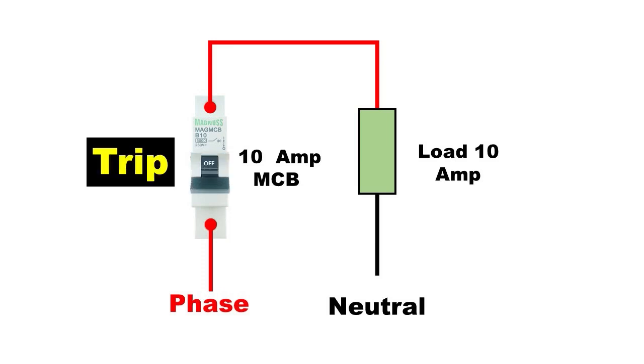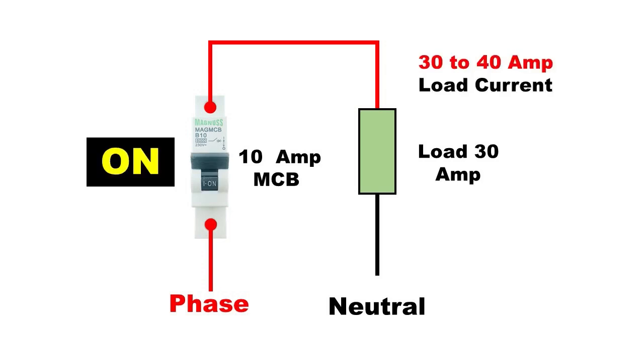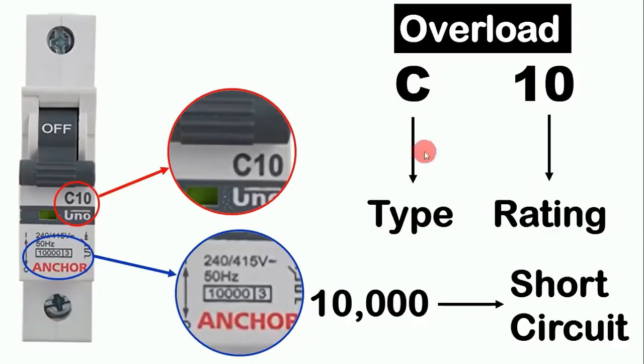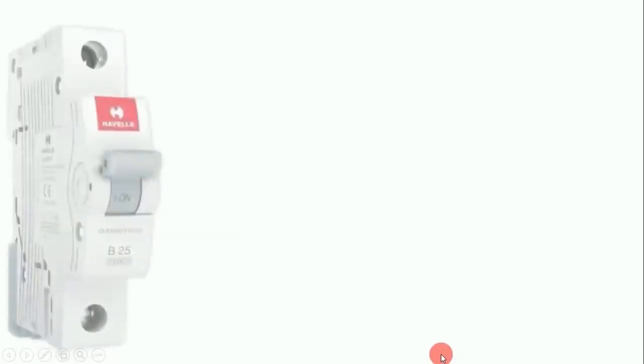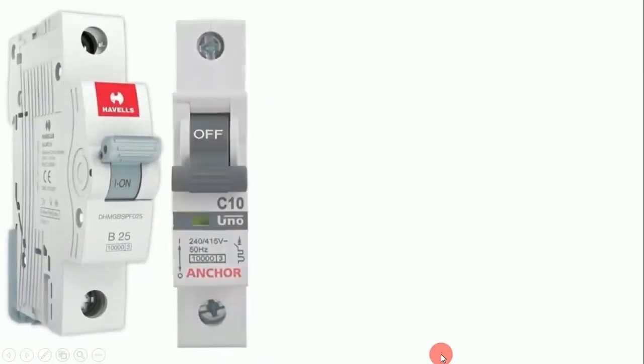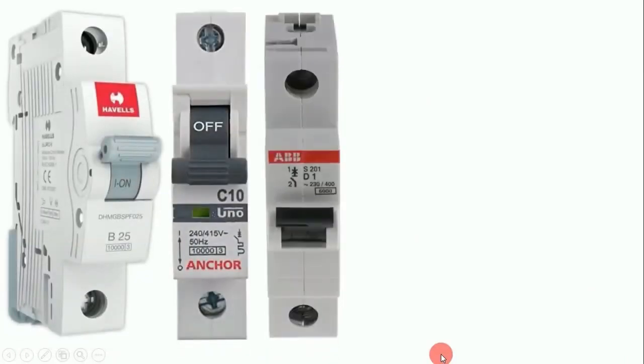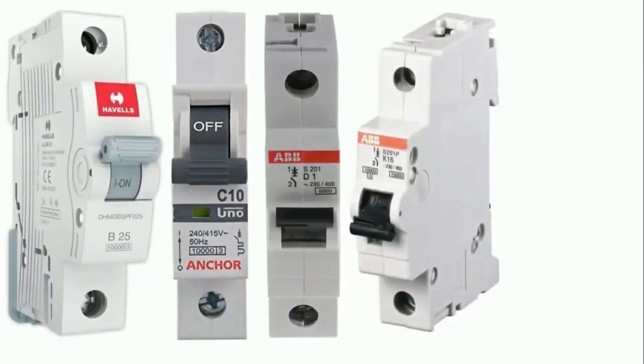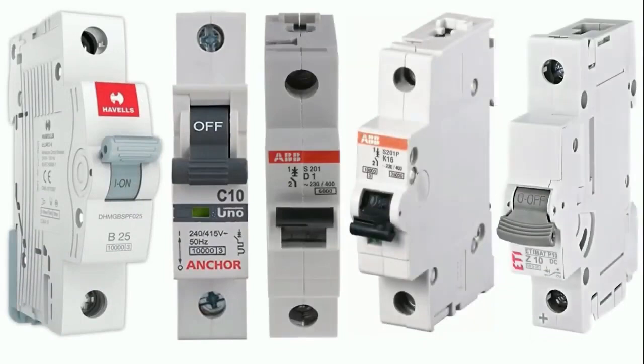But friends, if suddenly high current starts flowing through this MCB, then in this condition how fast this MCB trips depends on the type. In this video, I will discuss this type. The MCBs you use are generally of 5 types. First is B type, then C type, then D type, then K, and finally Z type MCBs are available. So overall 5 types of MCBs you can find in the market.